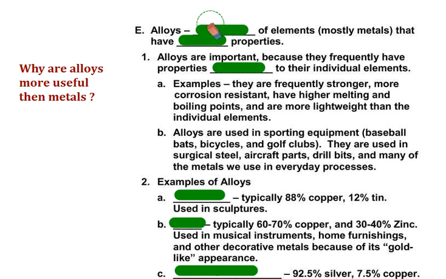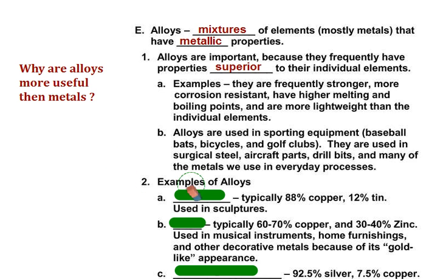Now, alloys are mixtures of elements that are usually metals and have metallic properties. So these alloys are very important because they frequently have properties that are superior to their individual elements. For example, they're frequently stronger and more corrosion resistant, and they have higher melting and boiling points, and are still more lightweight than their individual elements. Alloys are also used in sporting equipment like baseball bats, bicycles and golf clubs, such as aluminum alloy and titanium alloy equipment. They're used in surgical steel, aircraft parts, drill bits, and many of the metals we use in everyday processes.